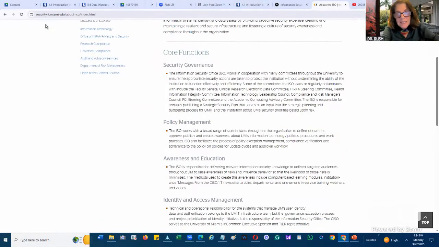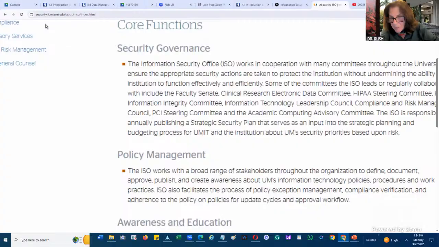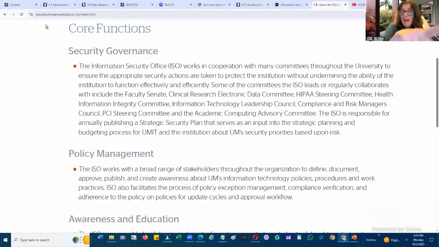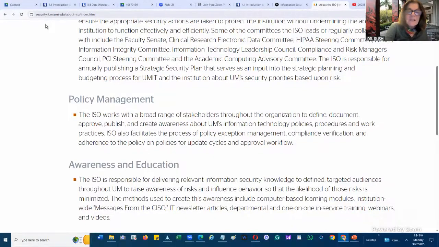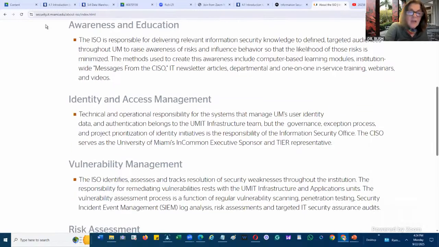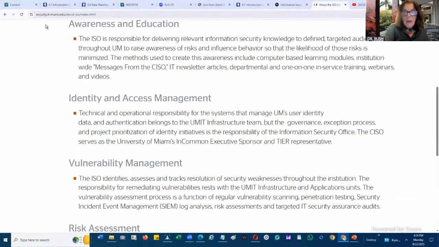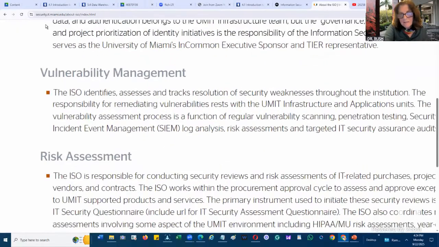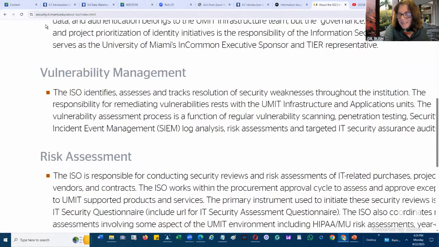You can see here they have information about security governance, like in the book. They're in charge of the security of the university. These people govern it. They have to have policies. They're in charge of awareness for the university. They're in charge of authentication to get into the network. Look at this, you're going to get excited about this. Not really, but anyways, vulnerability management.